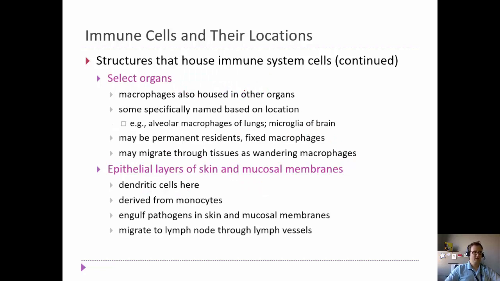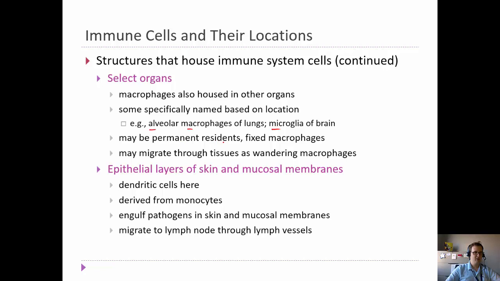Some of the select organs that store these cells are in many different areas, and we name them based on their location. We talked about the macrophages in our lungs, so we'll have alveolar macrophages there. We'll have microglia, which help destroy infectious agents whenever they enter our brain or neural tissue.